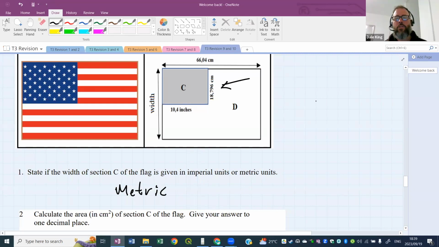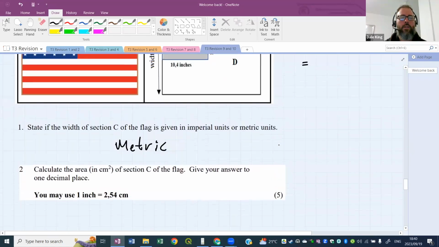What formula are we going to use here? You're going to use length times breadth. Yes, area is equal to length times breadth. Okay, so I need a length. What should I do? Ooh, hold on. There we go.